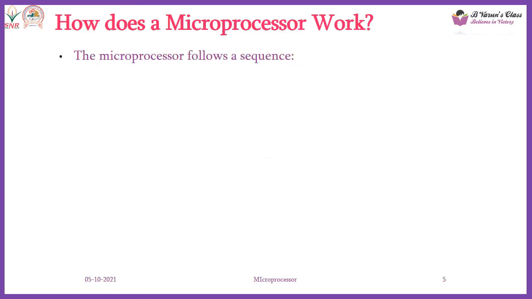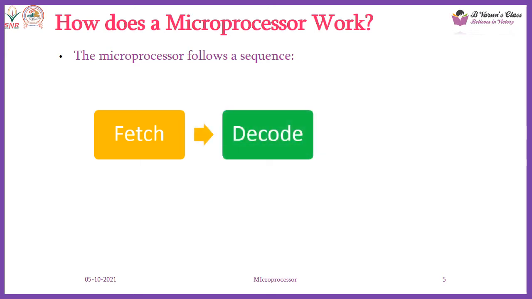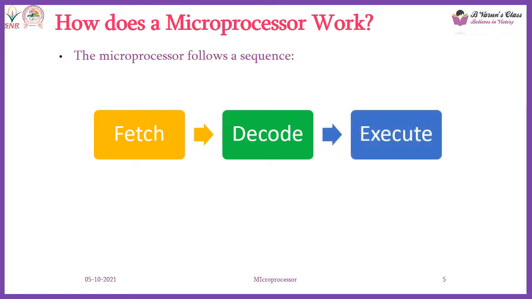How does a microprocessor work? Whenever it works, it follows a sequence of order. Initially, it fetches the data. The data can be fed into the microprocessor through the address, through the code. Next, it decodes. Whatever data we submit to the microprocessor, it decodes. If the data is changed based on the microprocessor language, then it is going to execute. This is the order in which a microprocessor works.